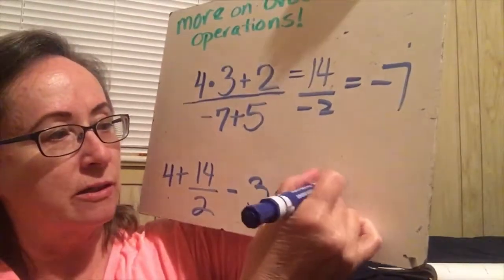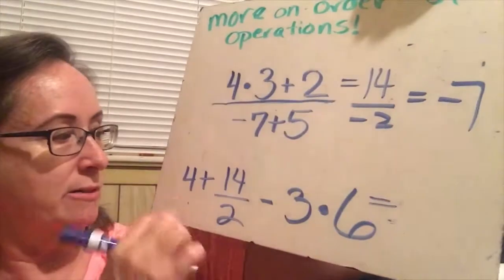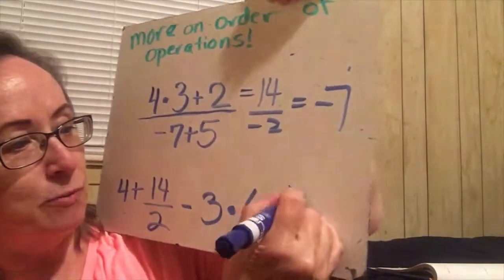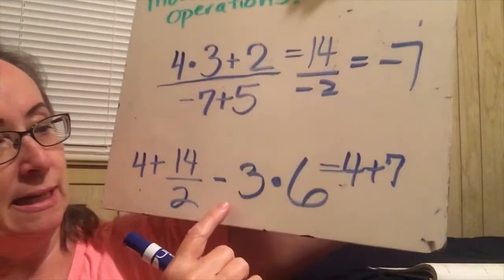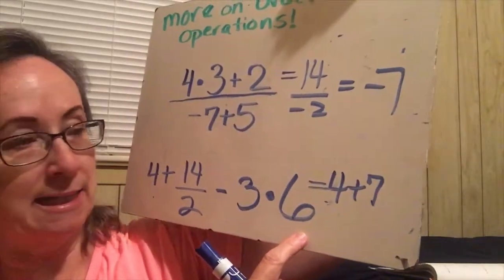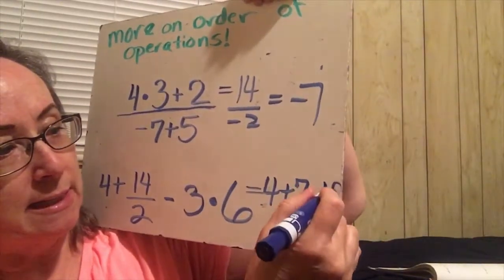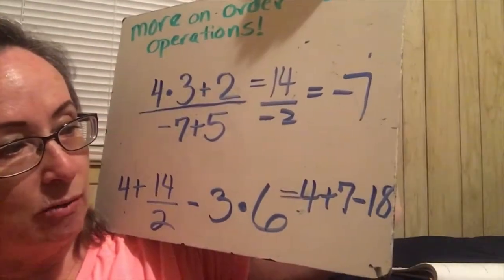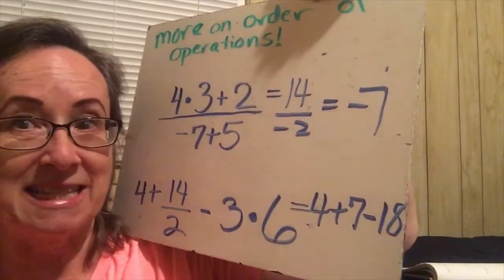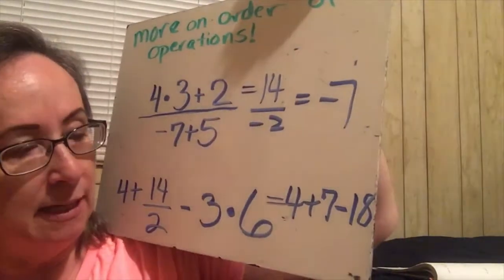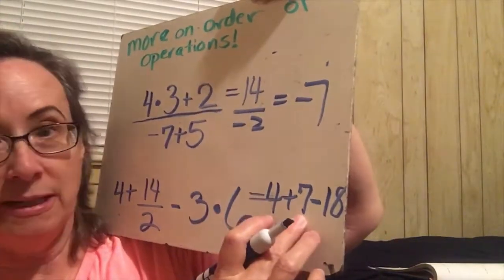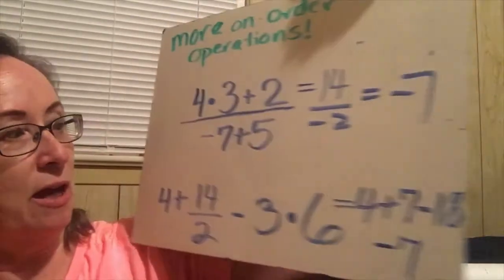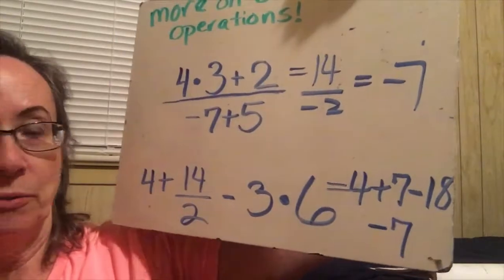So our intermediate step for our answer is going to be 4 plus 14 divided by 2 is 7. So we will have 4 plus 7, and then -3 times 6 is a -18, so we'll have a minus 18, which is the same thing as a plus a minus 18. So now we're at the point where everything is the same level, the same rank in our order of operations. So 4 plus 7 is 11. Take away 18 is -7.